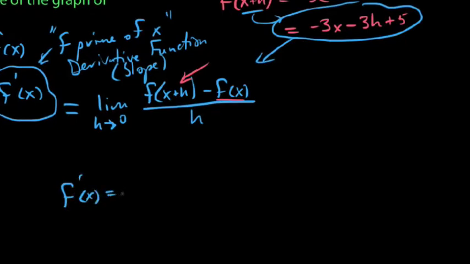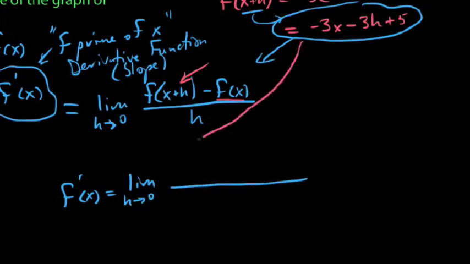A little bit of rewriting to do in this section. We say limit as h goes to 0 of f of x plus h, which was this expression from up here. We'll put it in right down here. We say, okay, this minus f of x all over h. So we get negative 3x minus 3h plus 5. And then on the right here we say just f of x, which was negative 3x plus 5.